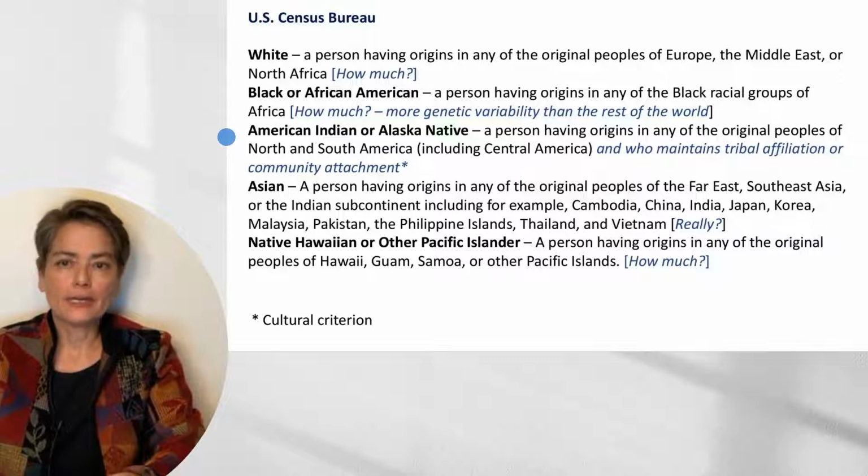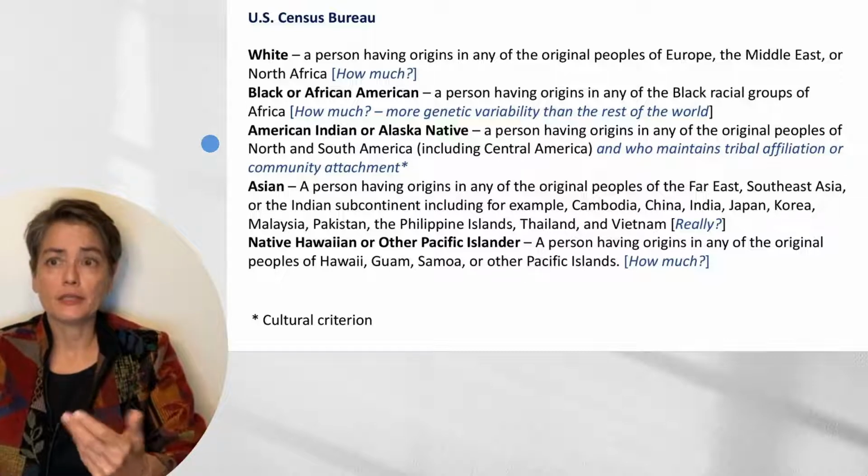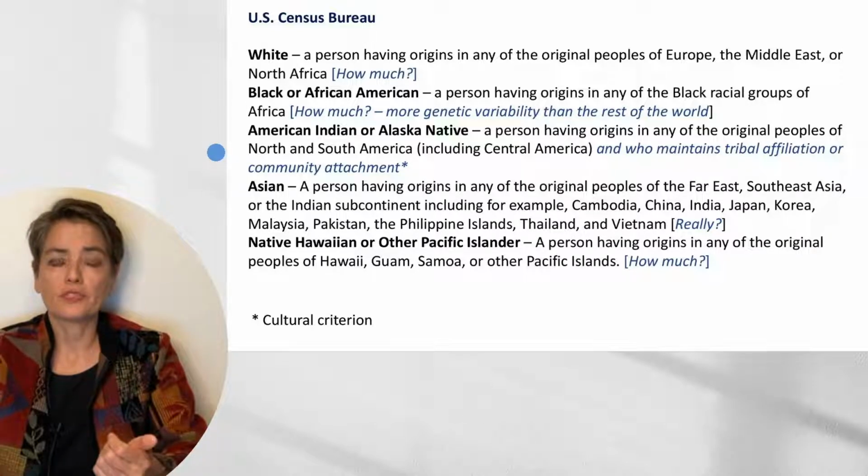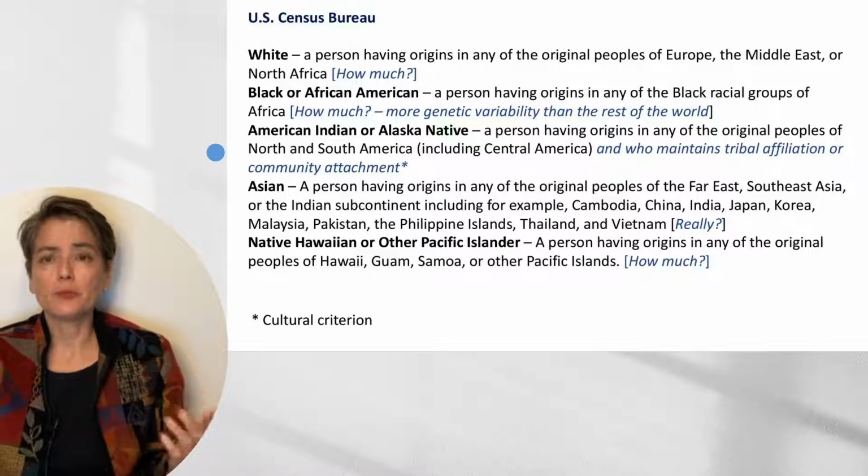Now, if we look at American Indian or Alaskan Native, this brings in a cultural criterion where not only do you have to have an origin in the original peoples of North, South, and Central America, but you also have to maintain tribal affiliation or community attachment.